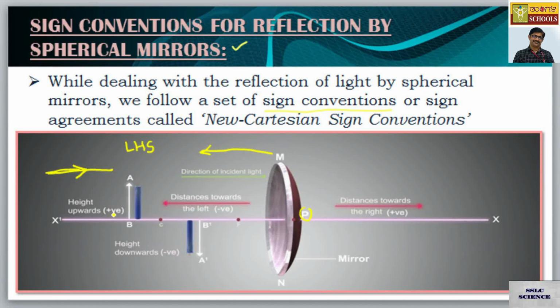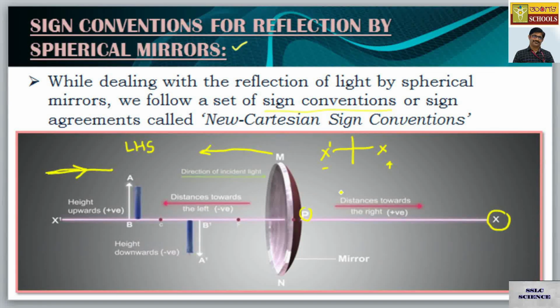All the distances on the right hand side of the mirror are taken positive. So this is the positive x-axis line, and this is the negative x-axis. It is better if I draw it like this, as it gives a better idea. Here positive x, keep it as x only. Here negative x, taken as x dash. This is positive, this is negative as per the convention.